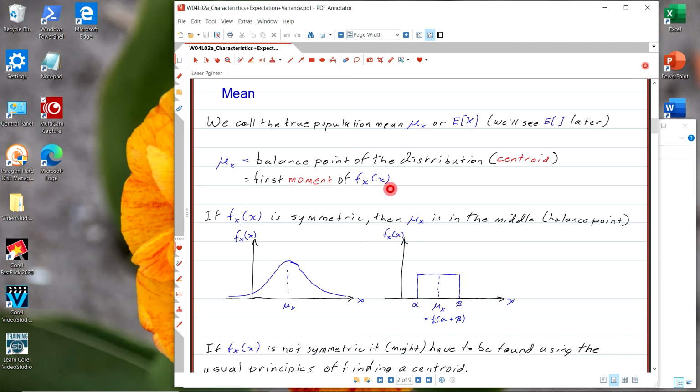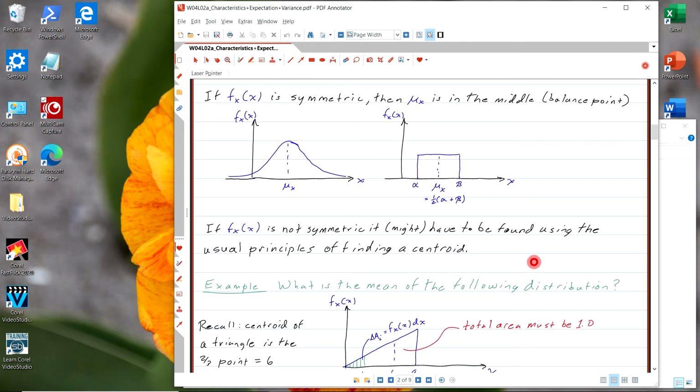F sub x of x. So if f of x is symmetric, then mu of x is in the middle. That's the balance point. Okay, so here are some examples. This seems to be a vaguely symmetric distribution. Mu of x is in the middle. If it's flat like this, it's a uniform distribution. Mu of x is again in the middle.